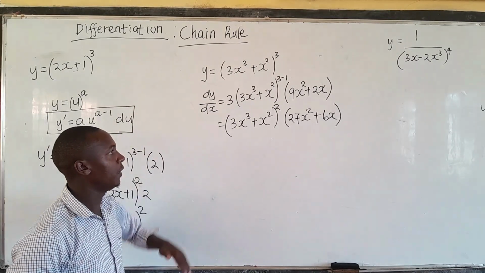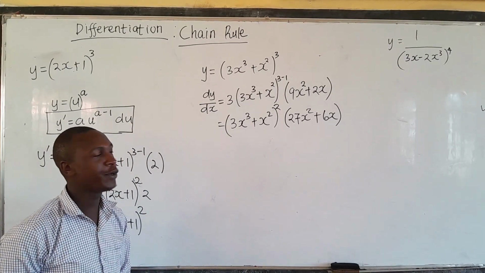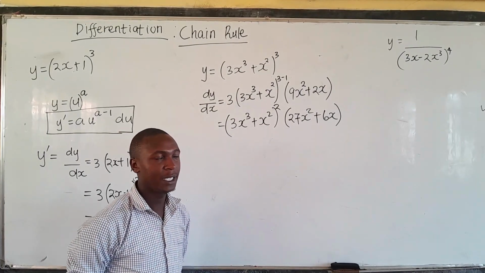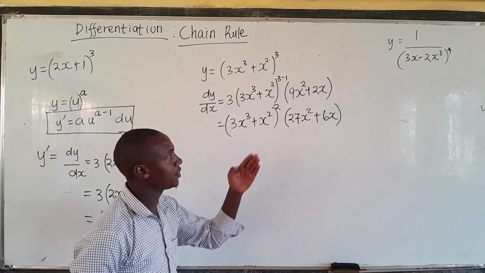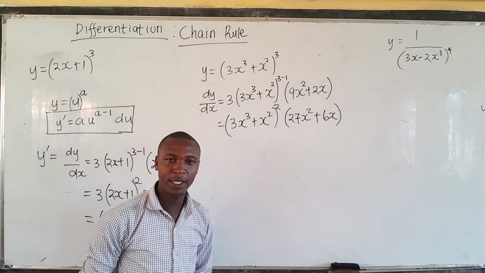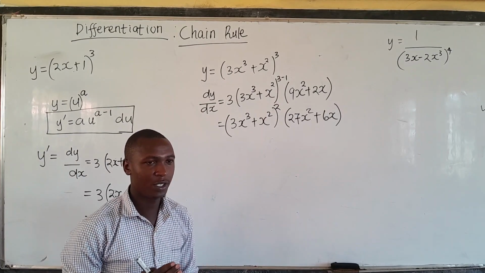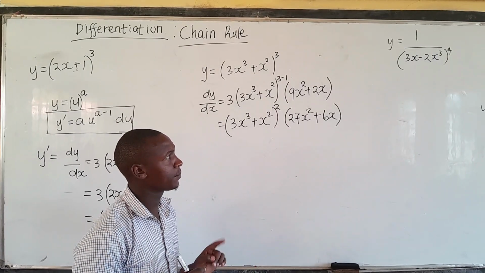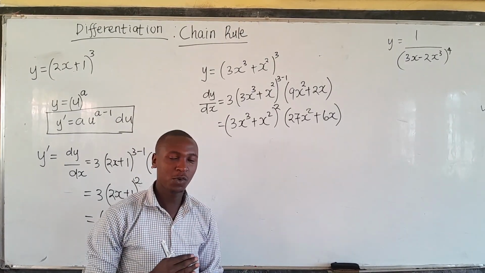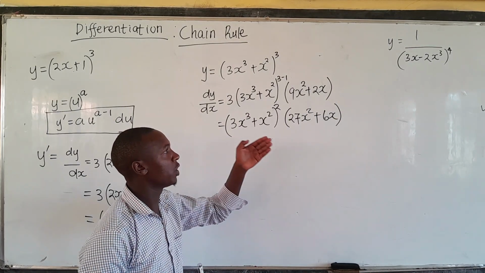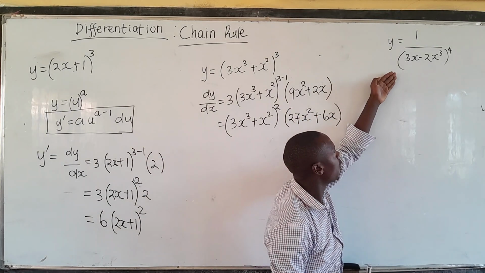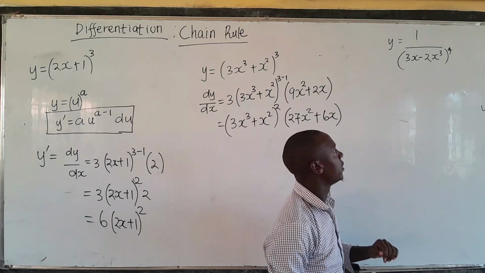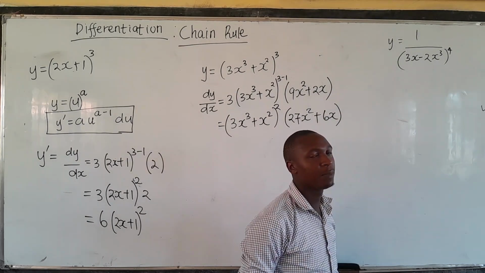Looks very simple and very fast. So if you wish, you can also expand to find the simplest solution. Now let's get to the third one, which kind of looks complicated, but as you can see, we could treat it as a quotient because we have 1 over (3x minus 2x cubed). The whole of that we raise by 4.